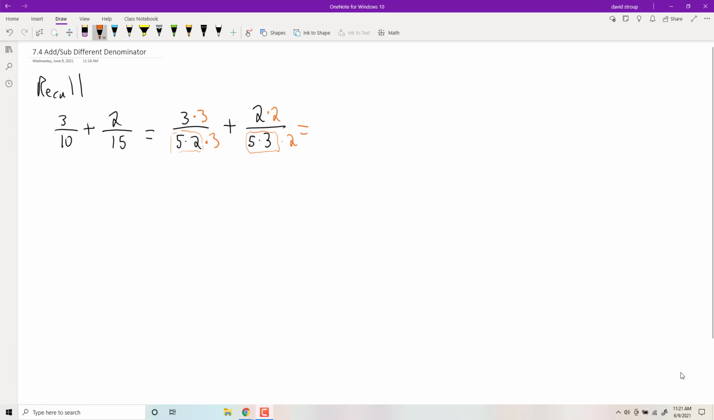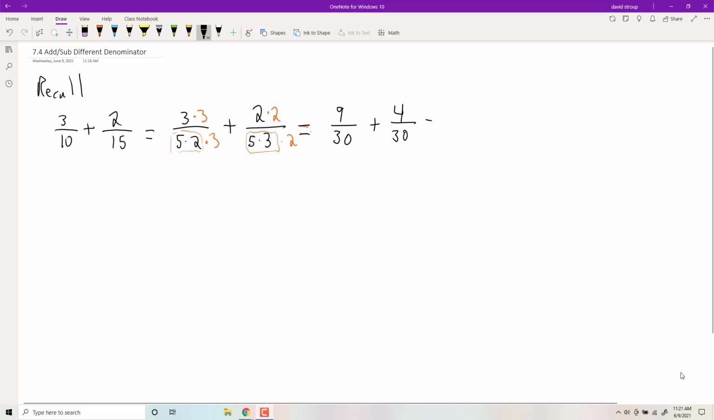Okay, there we go. Then I'm going to rewrite the stuff. So 3 times 3 is 9. 5 times 2 times 3 is 30. And then plus 4 all over 30. Then add the two numerators together, you get 13 all over 30. And then we're kind of stuck. We can't do anything here because 13 and 30 don't have any common factors, so you can't reduce it. Okay, great. That's the idea.